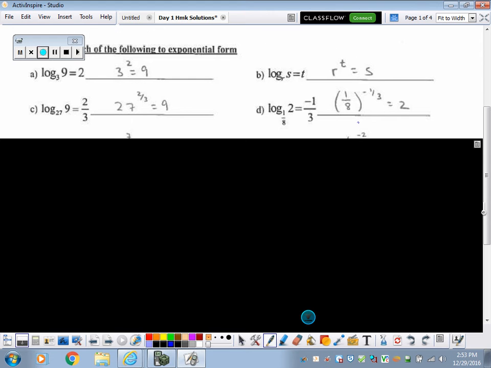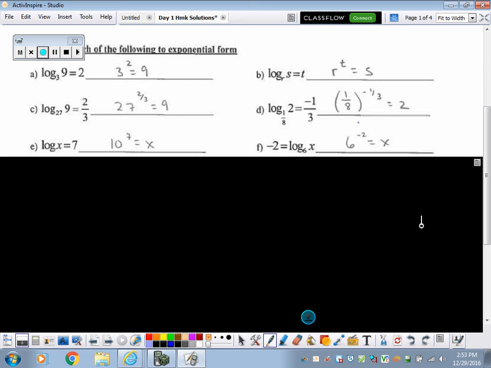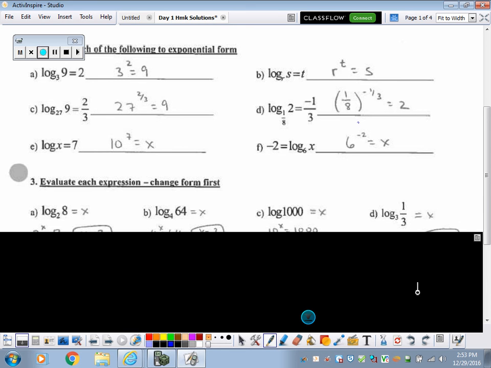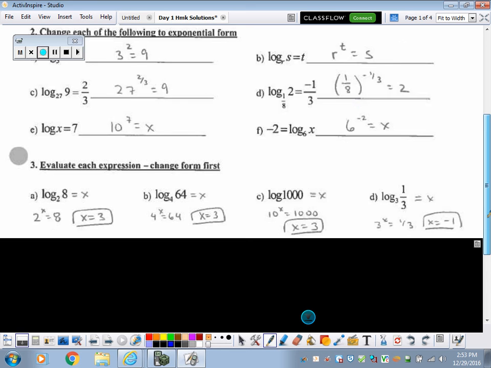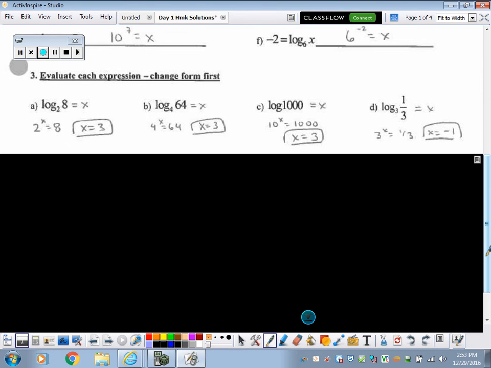Number 3, A through H, we're supposed to evaluate each expression, changing the form first. Notice that none of them had x set equal to x. Some of you can do this off the top of your head. 2 to the what power is equal to 8, so it's 2 to the 3rd, x is equal to 3. Or some of us may have to rewrite it in exponential form to get what we're looking for. We're looking for the exponent to which 4 is raised to get 64, which is also 3.